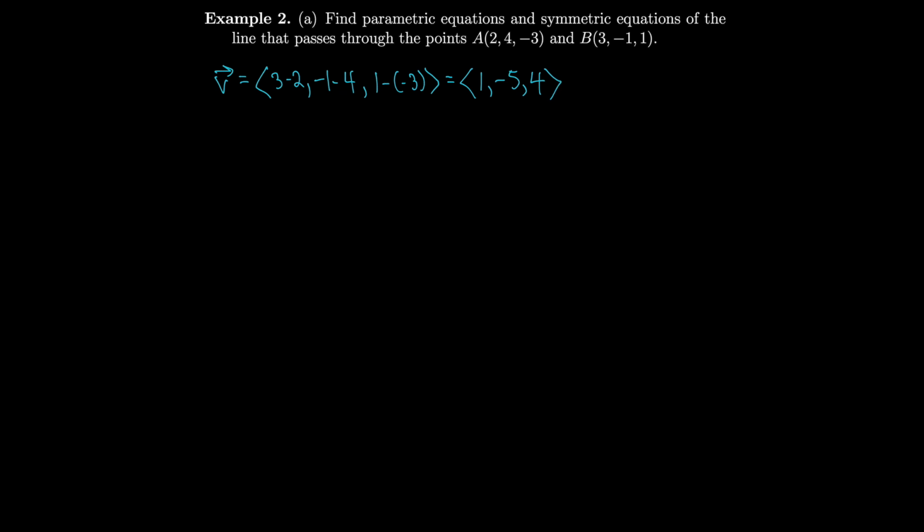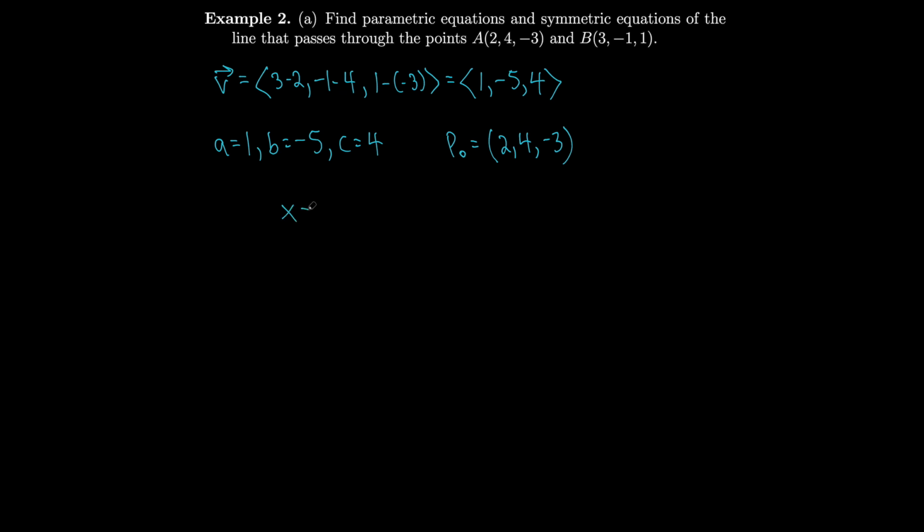Then we need our point and direction numbers. So it looks like from our parallel vector, a equals 1, b equals minus 5, and c equals 4. And our point, how about we choose to just take A? So we'll make P naught equal to (2, 4, minus 3). Doesn't matter if we start with A or B.